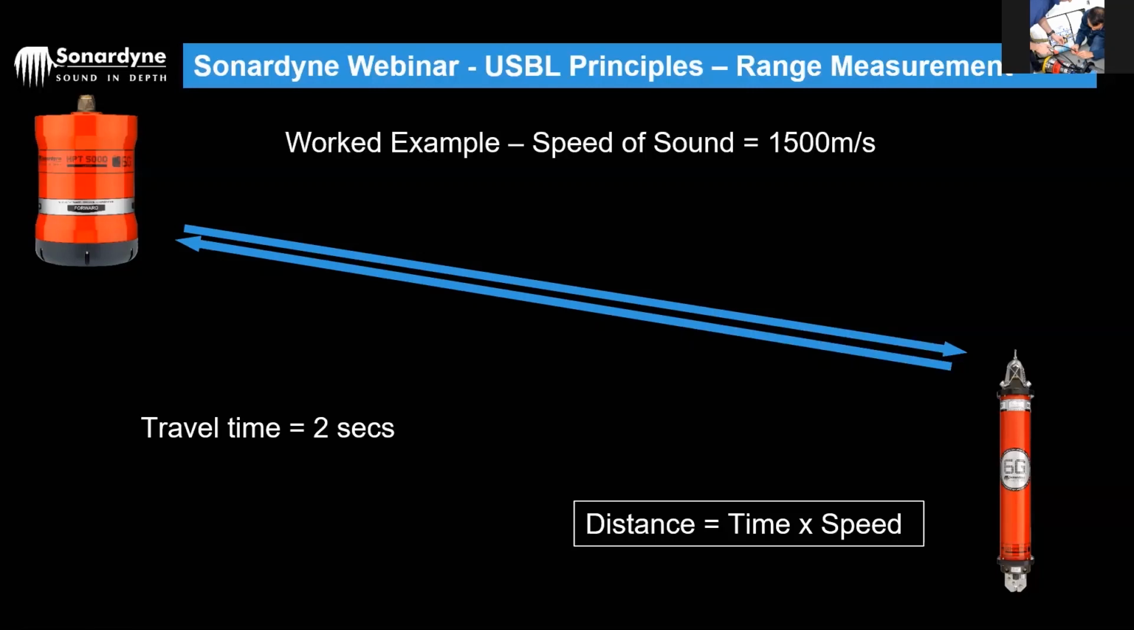In this process, if we send an interrogation and we get a response back 2 seconds later, how far apart are those 2 objects? How far away is the beacon? With the sound's velocity in this example of 1,500 meters per second. So the speed that sound is traveling at is 1,500 meters per second. We send an interrogation, we hear the response back 2 seconds later. How far apart are they?